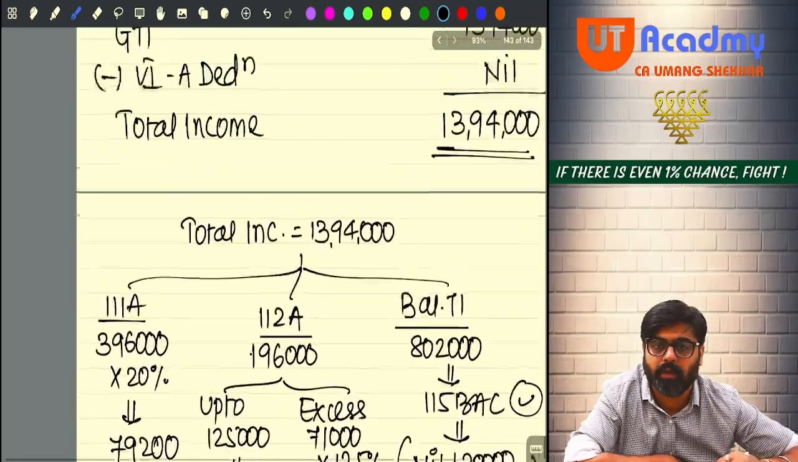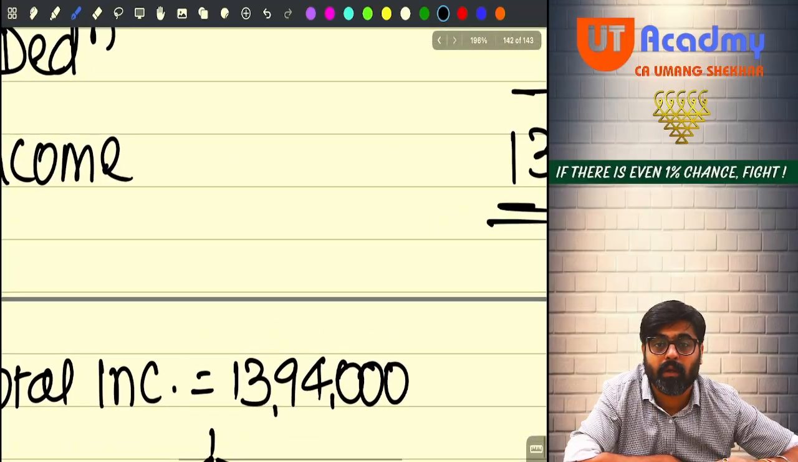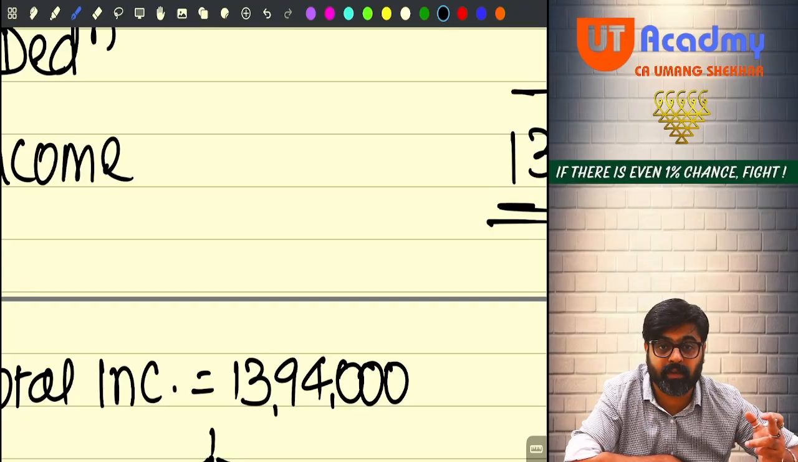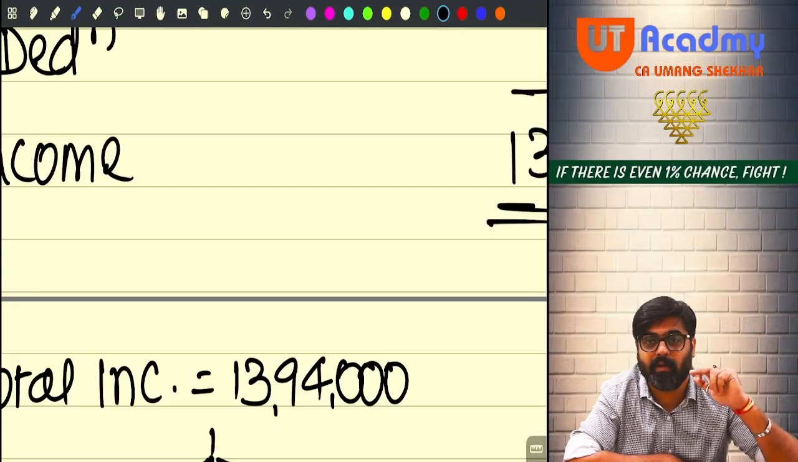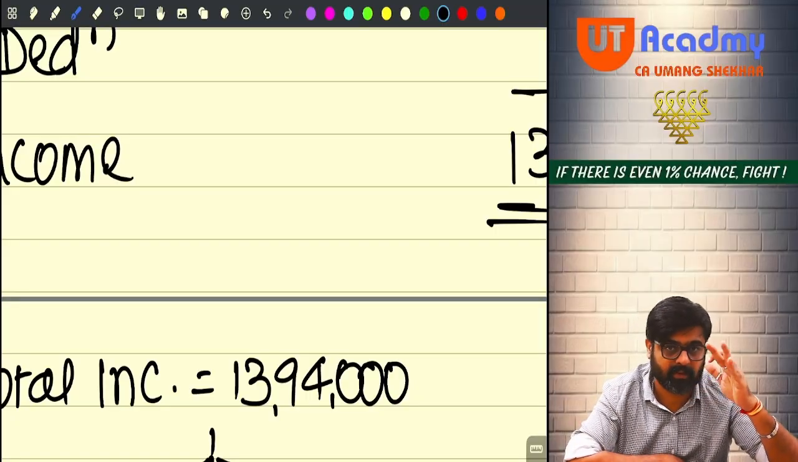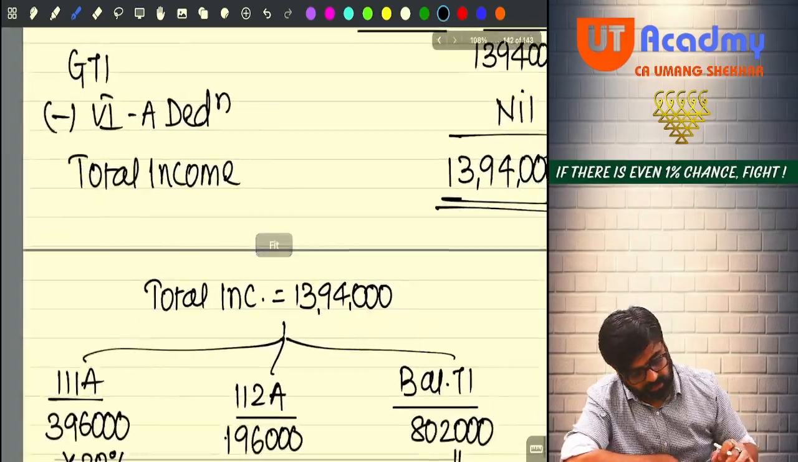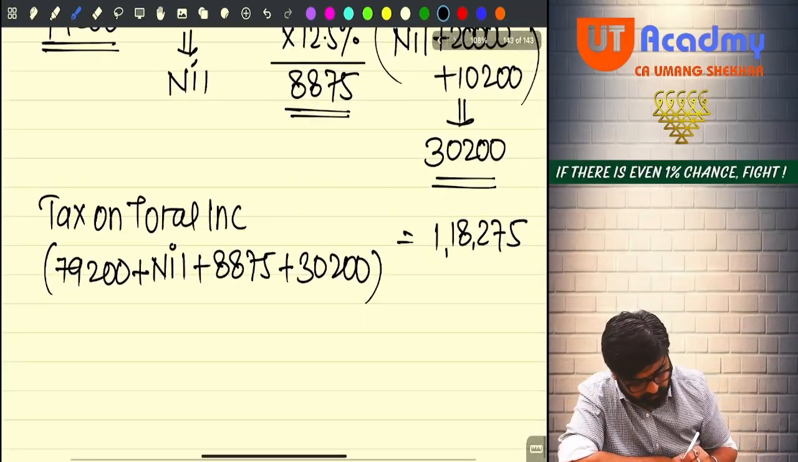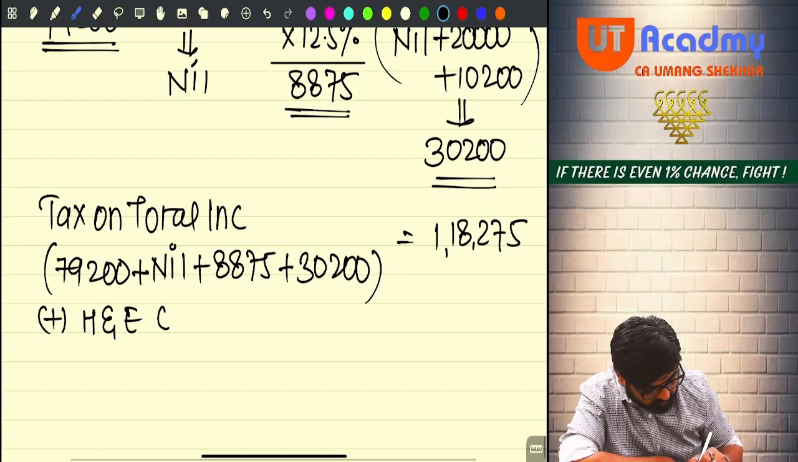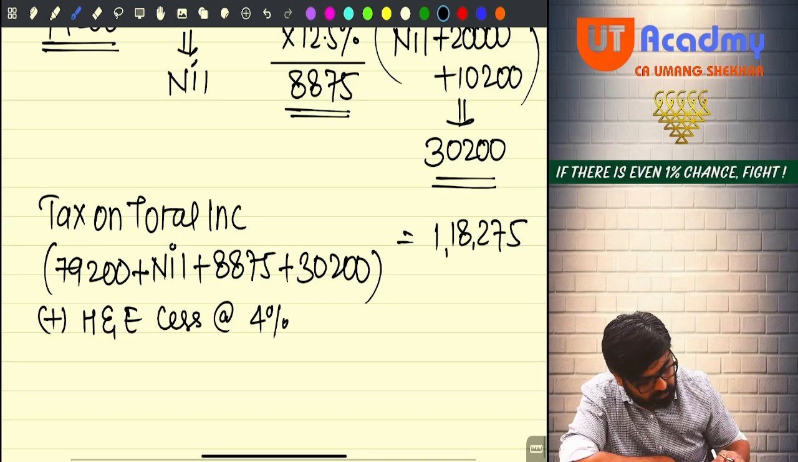Yes or no? Is your total income less than or equal to 7 lakh? Because you are following 115BAC, so you have to check what rebate. For rebate, total income 7 lakhs. Yes or no? So is your total income less than or equal to 7 lakhs? No. So no rebate will also come. Directly apply 4%. Add health and education cess at the rate of 4%.